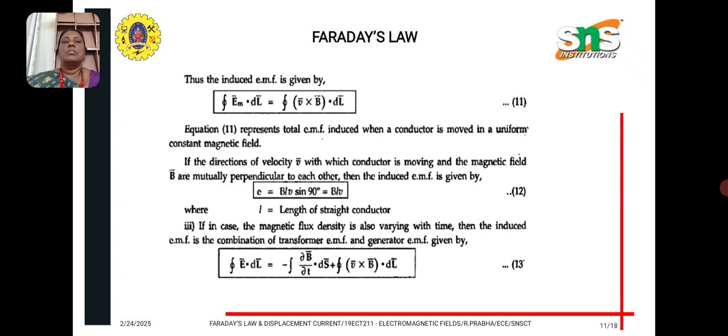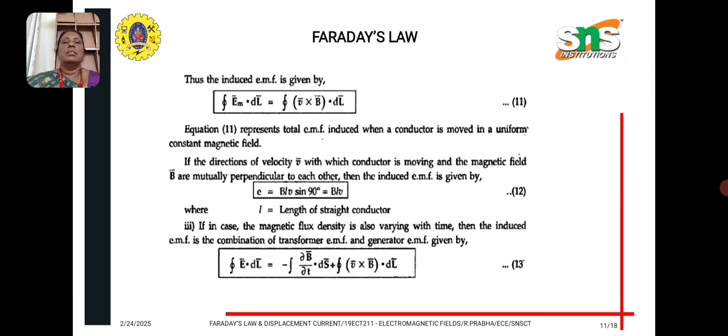And if the directions of the velocity V in which the conductor is moving and the magnetic field B are mutually perpendicular to each other, then the induced EMF is given by V is equal to BLV sin 90 degrees. We know sin 90 degrees is 1, so it is BLV. Here L represents the length of the straight conductor.